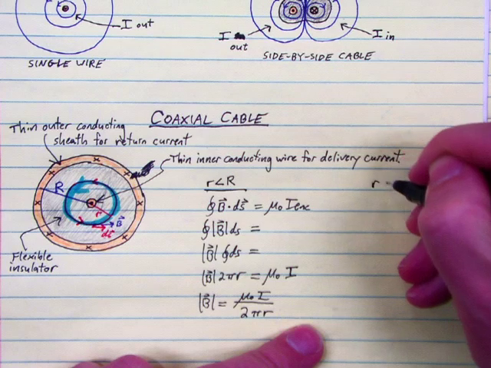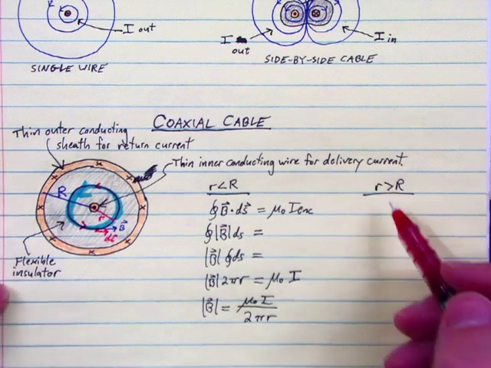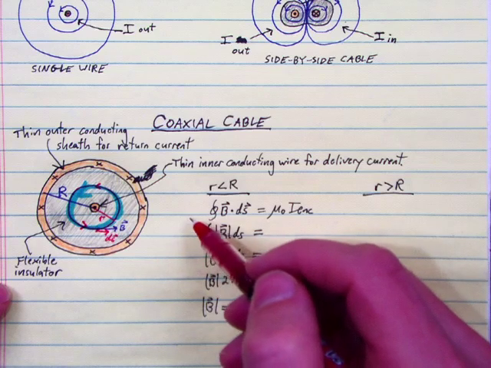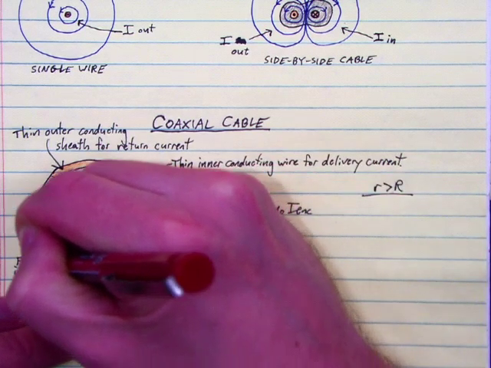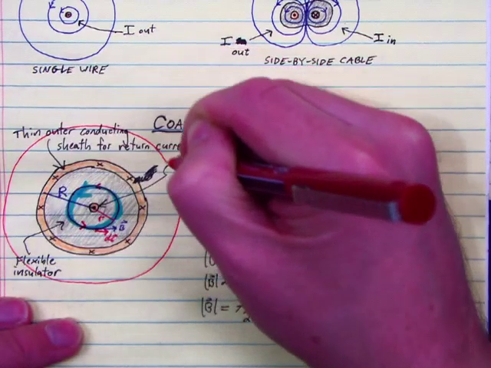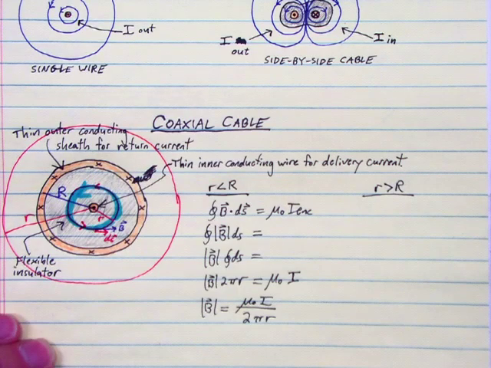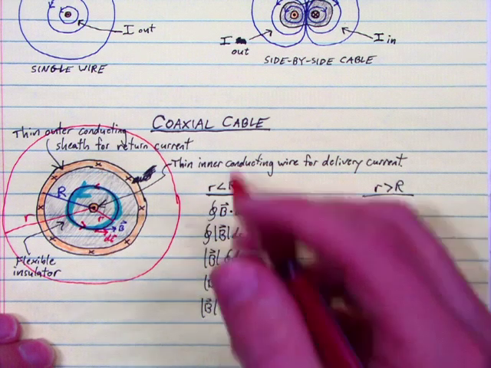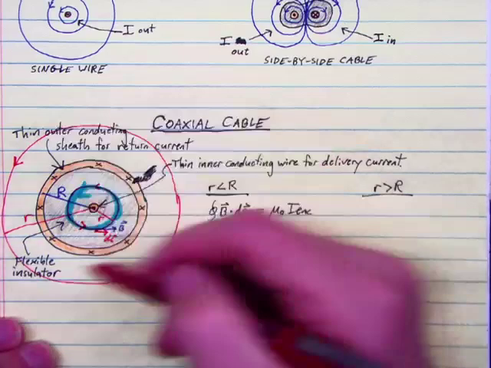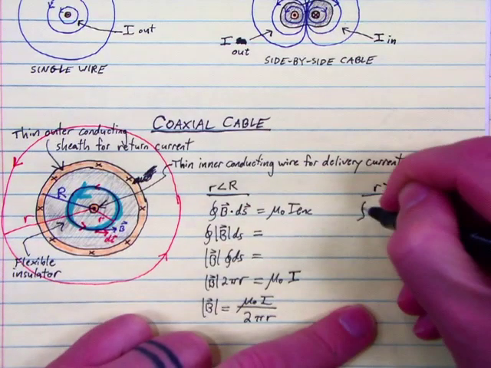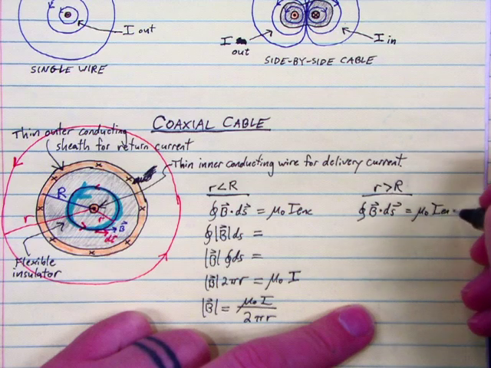Okay, but what about outside? r greater than big R. If I want to find the magnetic field out here, I need an Amperian loop located out here. So let's draw a path utilizing our symmetry, a circular path with some radius little r, now greater than big R. And once again, we'll circulate counterclockwise around this loop and apply Ampere's law to this. Stated again, B dot ds equals mu naught times the I enclosed.